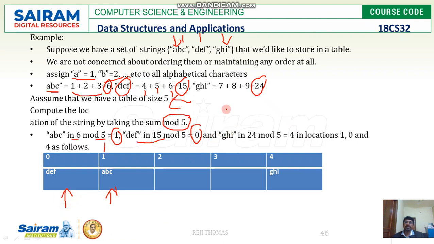Go to next one. Next one is GHI. When I calculated, I got it as 24. So 24 mod 5 will give me 4. So this will be stored at index value 4. Finally, I have stored these values and I'm not worried the way this is getting stored, which can be ascending, descending. I'm not worried. My only intention is to store this.